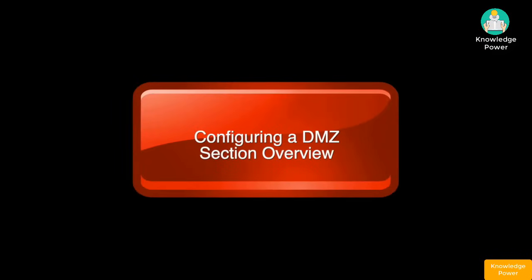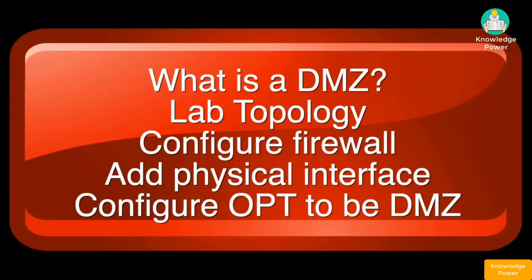Welcome back. In this section, we'll configure a demilitarized zone, or DMZ, for an Nginx web server. We'll also configure Snort to protect our server. Here's what we'll cover in this section. You'll understand what a DMZ is and why it's useful. We'll review the network topology of our lab environment.